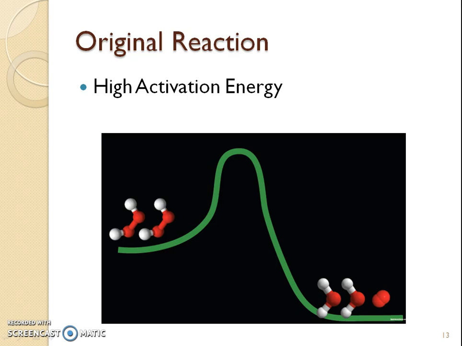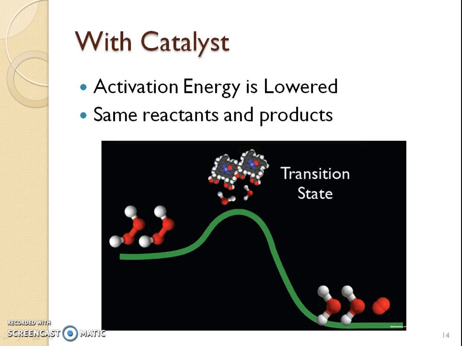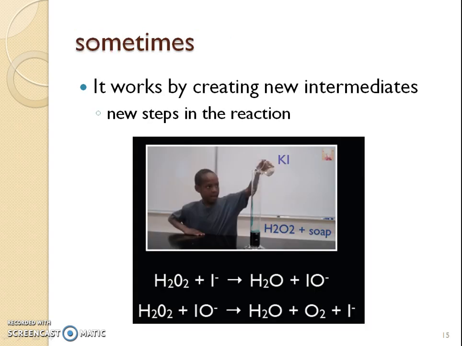So again, the original reaction has that high activation energy, but then you have this transition state, and if you add a catalyst, what happened to that hill is that it got smaller. So to go from hydrogen peroxide to the water and oxygen doesn't take as much energy. It has this intermediate step. So again, sometimes it creates new intermediates and sometimes it doesn't, so it just depends.